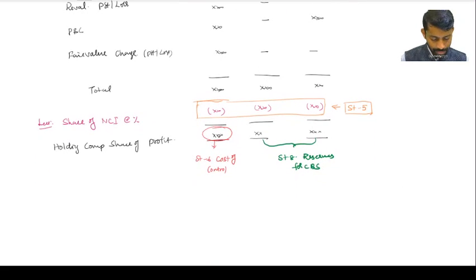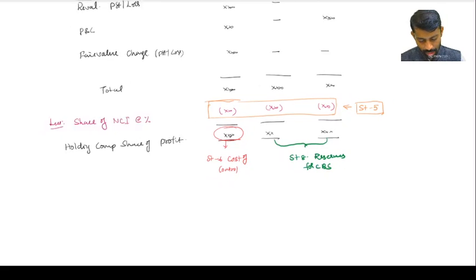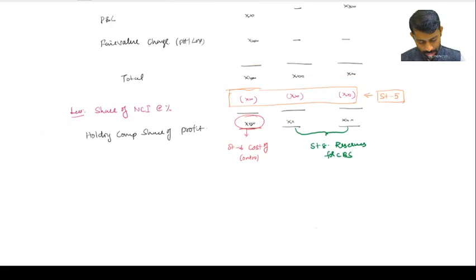Got it? Now the minority interest total will go completely to step number 5, and the holding company's share of capital profit will go to cost of control, step number 6, and post-acquisition profit will go to the consolidated balance sheet as a revenue profit. Got it? Therefore, in revenue profits, it will go and add. So till 4 steps, do you have any doubts?